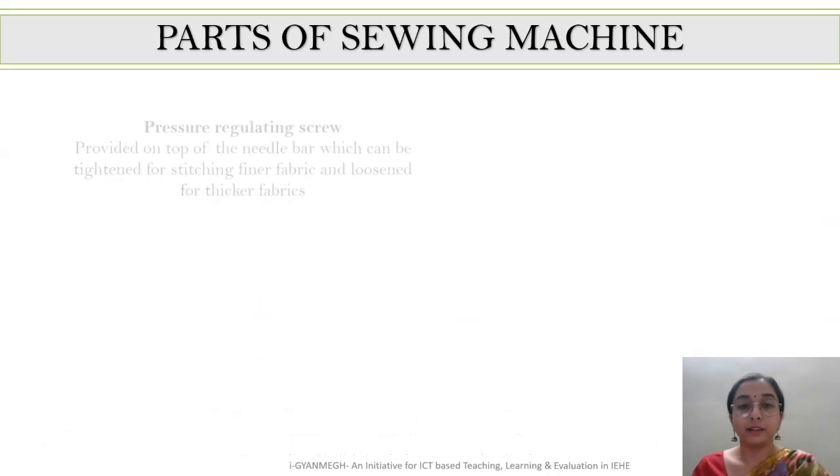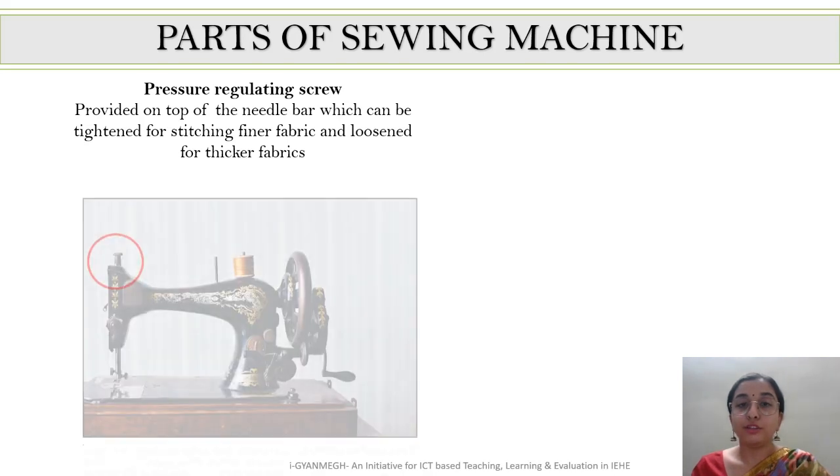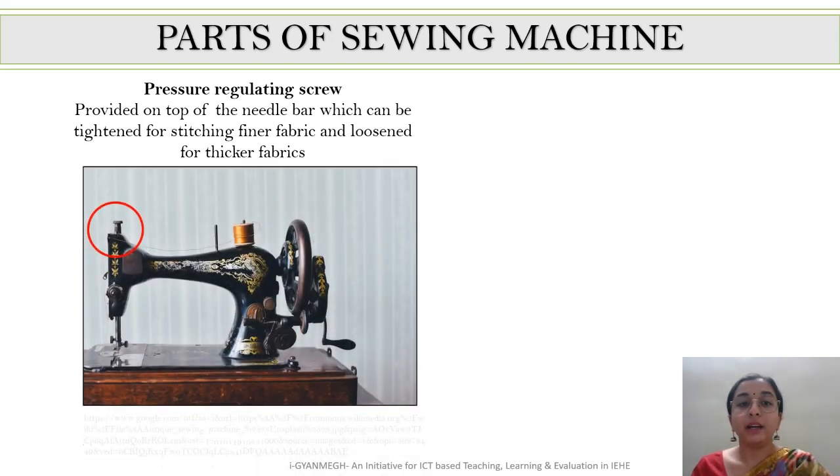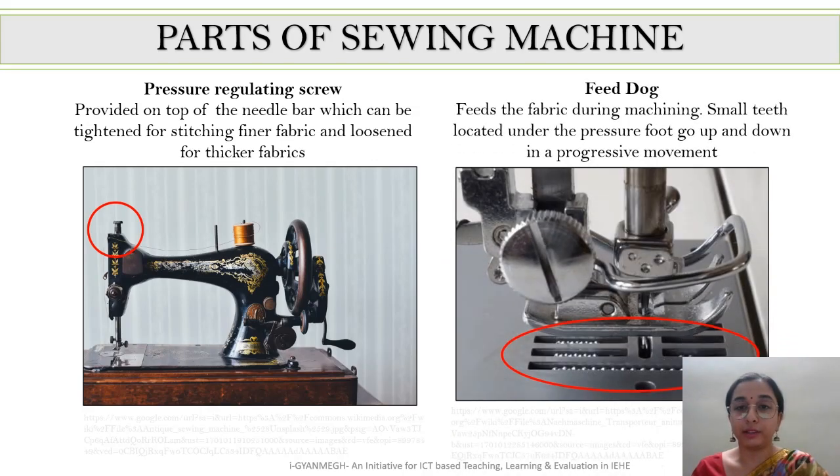The next part is the pressure regulating screw. It is provided on the top of the needle bar. It can be either tightened for stitching of finer fabrics or it can be loosened for stitching of thicker fabrics.